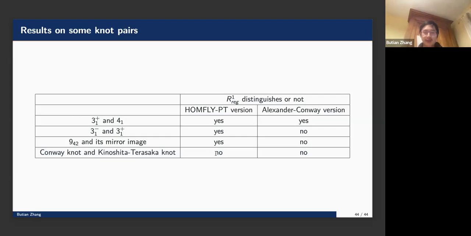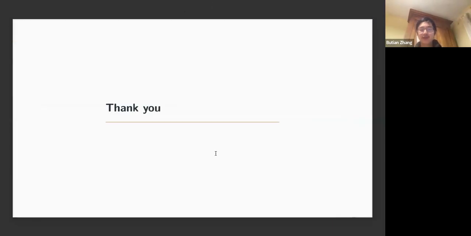As for what Professor Manturov asked about the invertibility of the knot, for now our answer is no, it cannot yet distinguish, at least in our calculations, and we conjecture no. It cannot distinguish the invertibility at this moment yet. Okay, so I shall stop here and thank you for your attention.